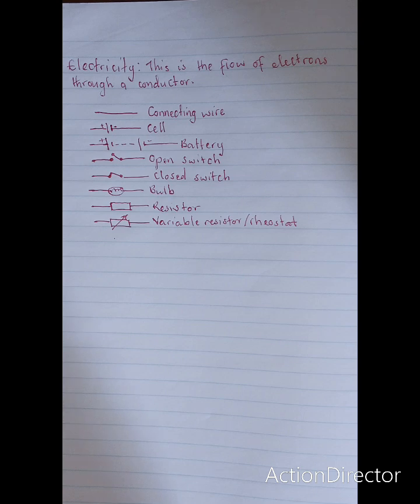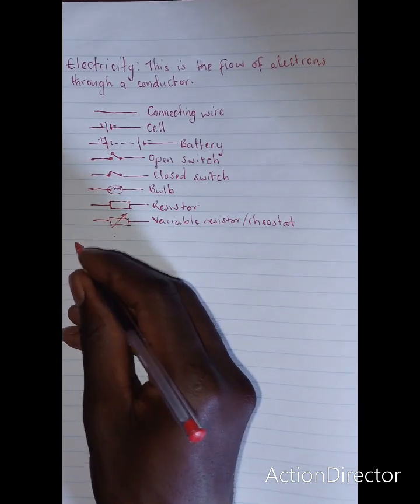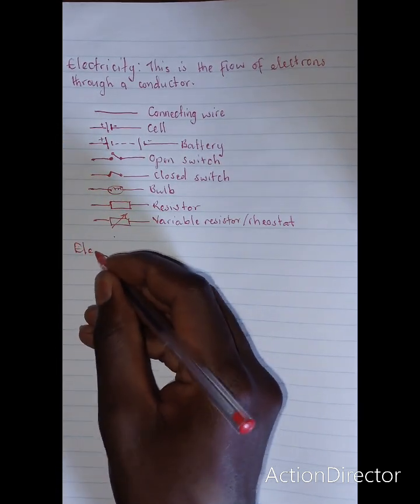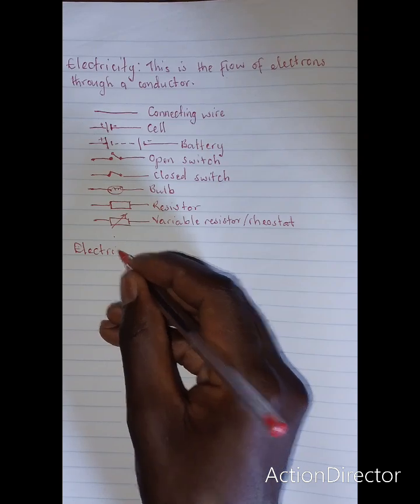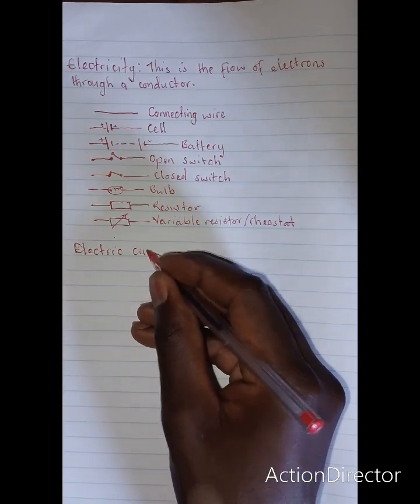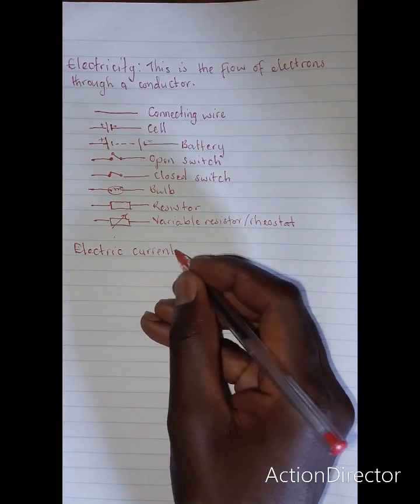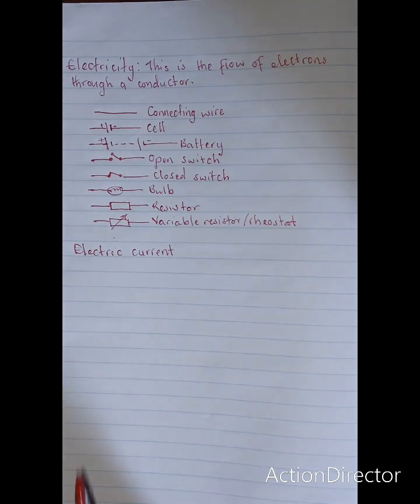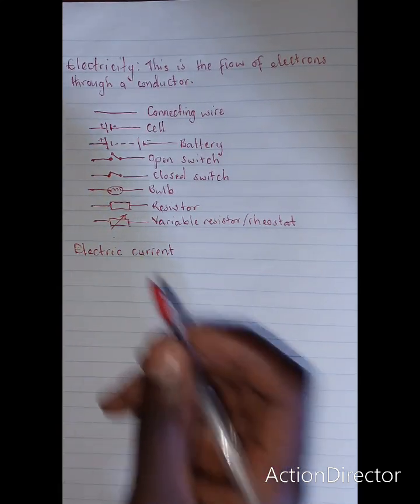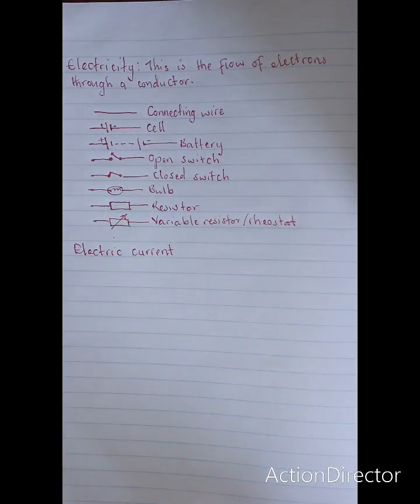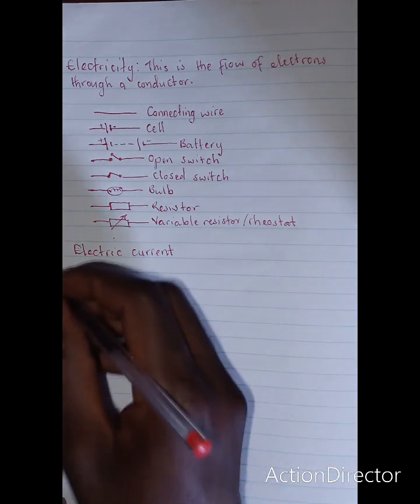Now we'll start with electric current. Let's define what this one is. What is electric current? Electric current is simply the rate at which charges flow.